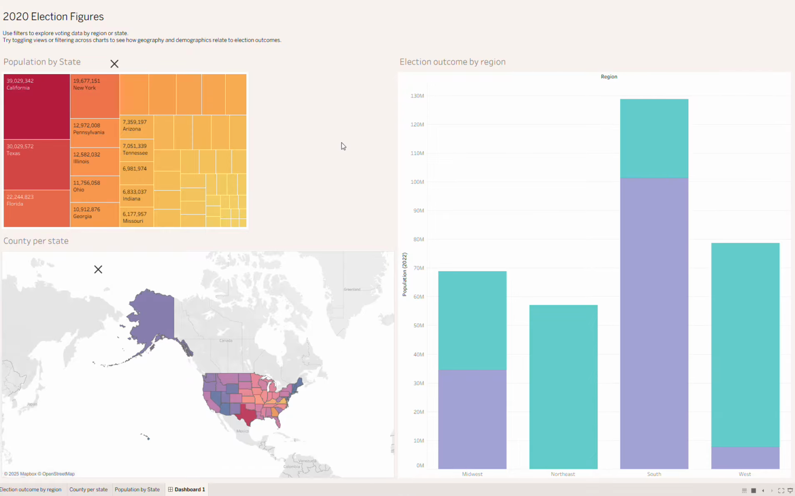Thank you for your time and attention. Hopefully this dashboard gave you a solid overview of the 2020 election and sparked some new insights about how votes and demographics play out across states.